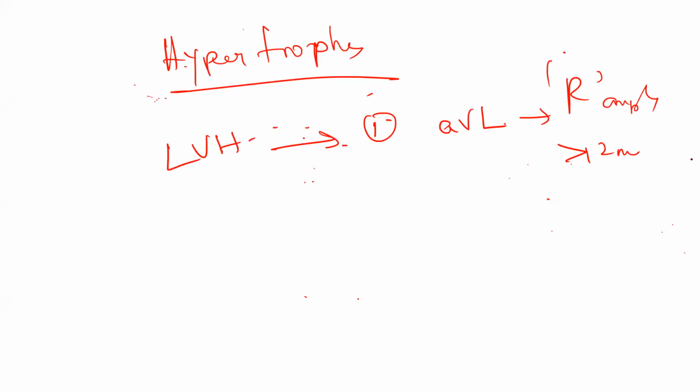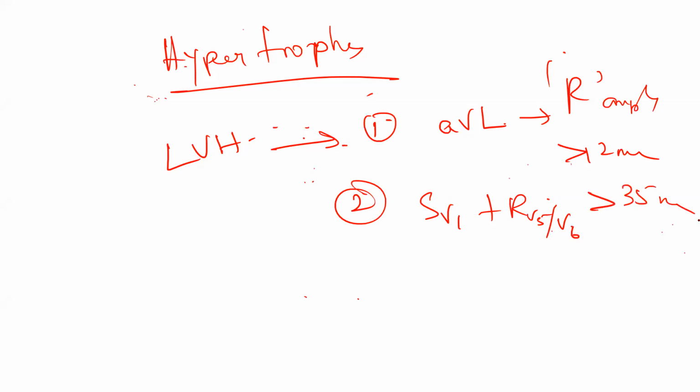Okay. How to identify LVH? I generally teach two things. One, if the R wave amplitude of AVL is more than 12 millimeters, it is LVH. Second criterion: SV1 plus RV6 or RV5. Just calculate the number of boxes; if the amplitude is more than 35, it is LVH.